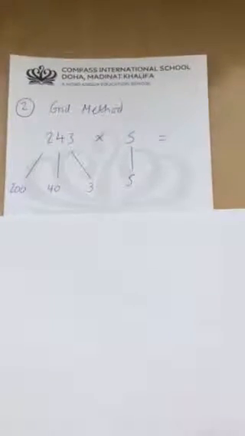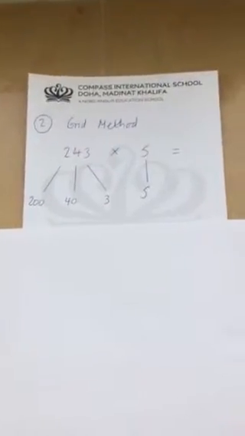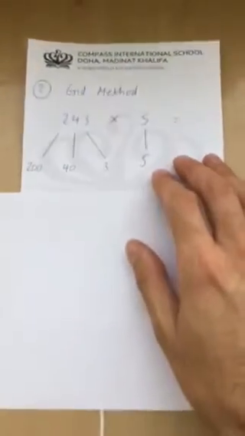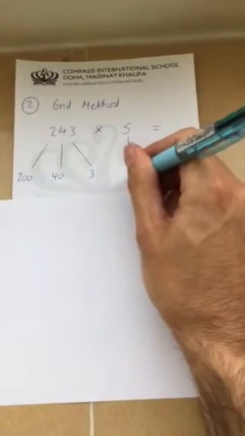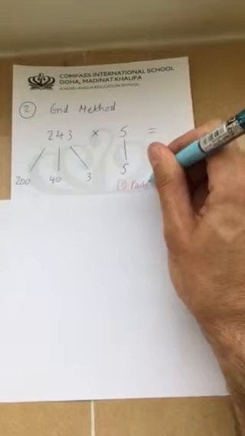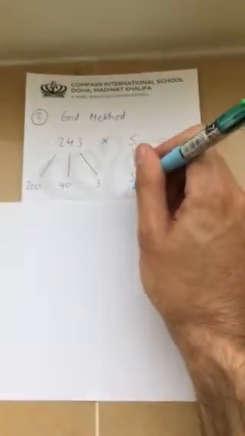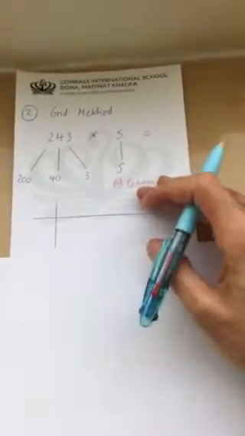Okay everybody, welcome back. In the first video we got to this point where we were looking at grid method and we've set out the number sentence and we have partitioned the numbers. So number one in grid method is that you always partition the numbers. Okay, we should actually say A. That's step A. Step B is we set up a grid.